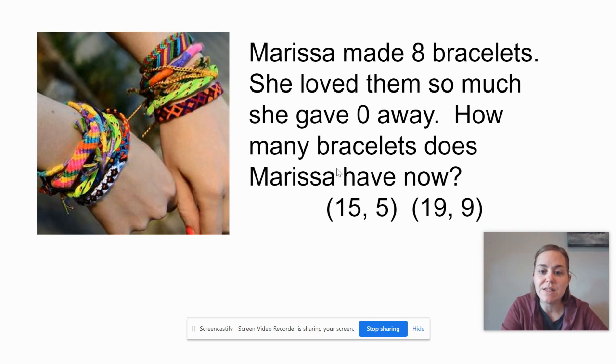So let's think about it with these numbers. Let's say Marissa made 15 bracelets and she loved them so much, but she still gave 5 bracelets away. How many bracelets does Marissa have now? Let's think about this one. The second number set that's right here for us. Marissa made 19 bracelets. She was very busy making lots of bracelets, 19 of them. She loved them so much, but she gave 9 bracelets away. How many bracelets does Marissa have now?